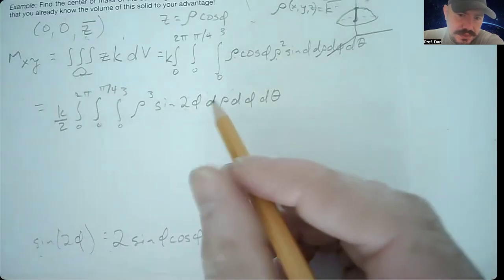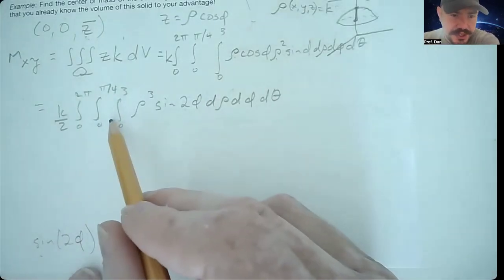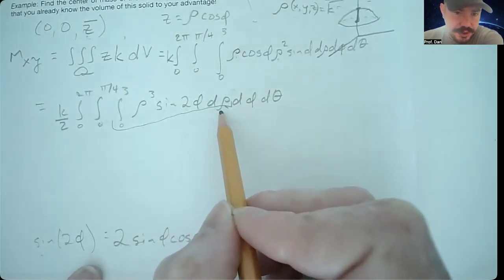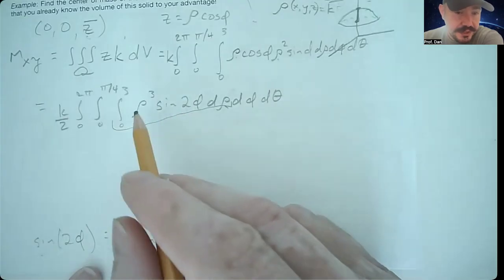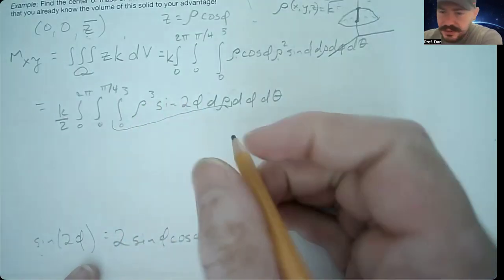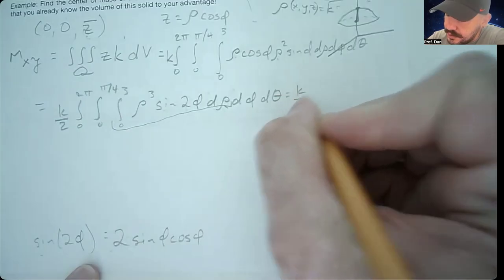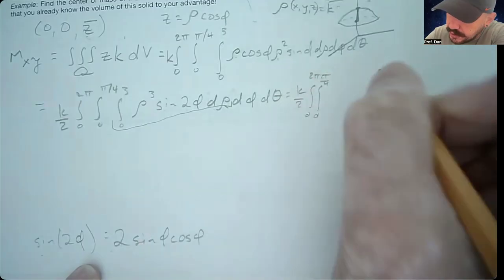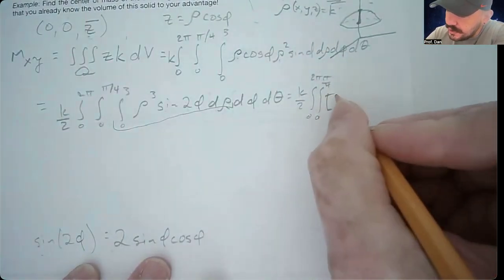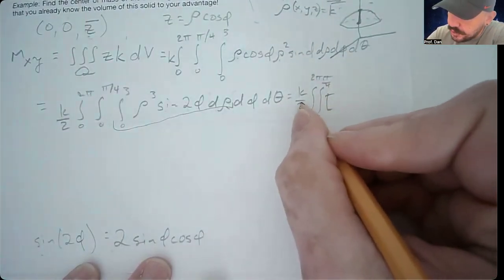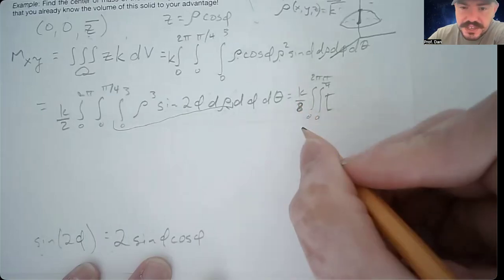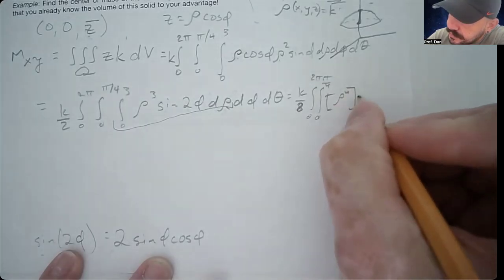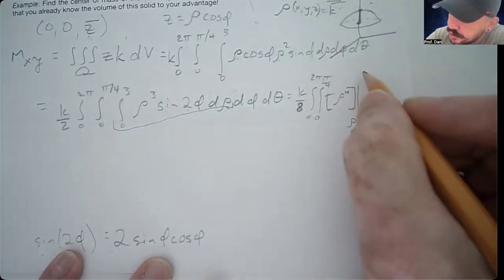So now we're evaluating a pretty simple triple integral, right? Look at your innermost integral. It's with respect to rho, so this guy doesn't affect anything. We're just doing power rule on rho cubed. So I have k over 2, integral 0 to 2 pi, integral from 0 to pi over 4 of 1/4, which I will take that 4 out here and write an 8, rho to the 4. We're evaluating rho from 0 to 3.